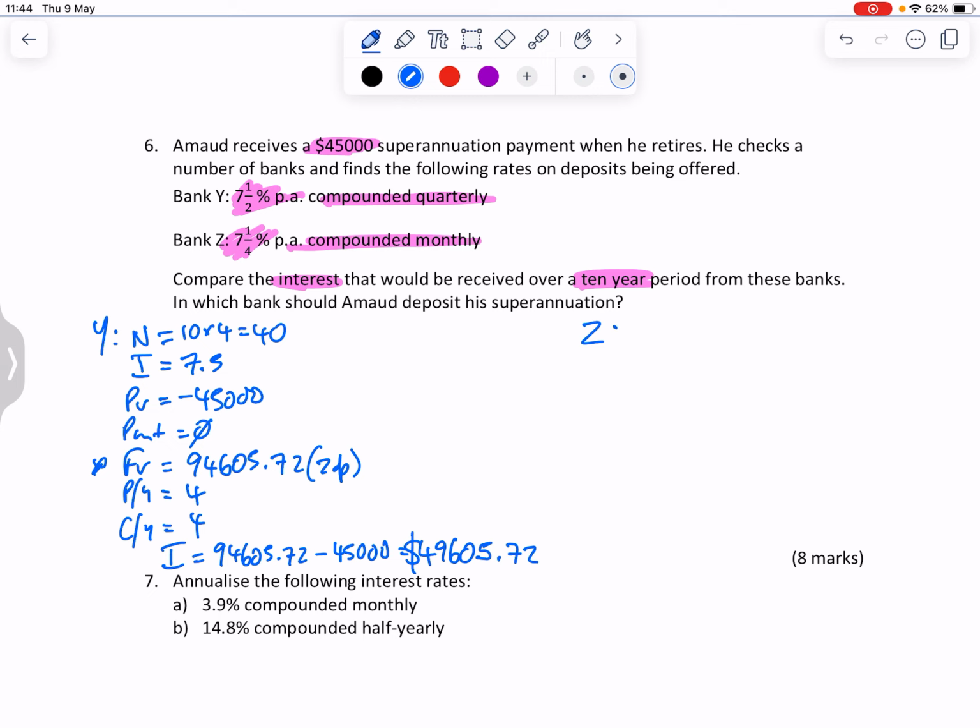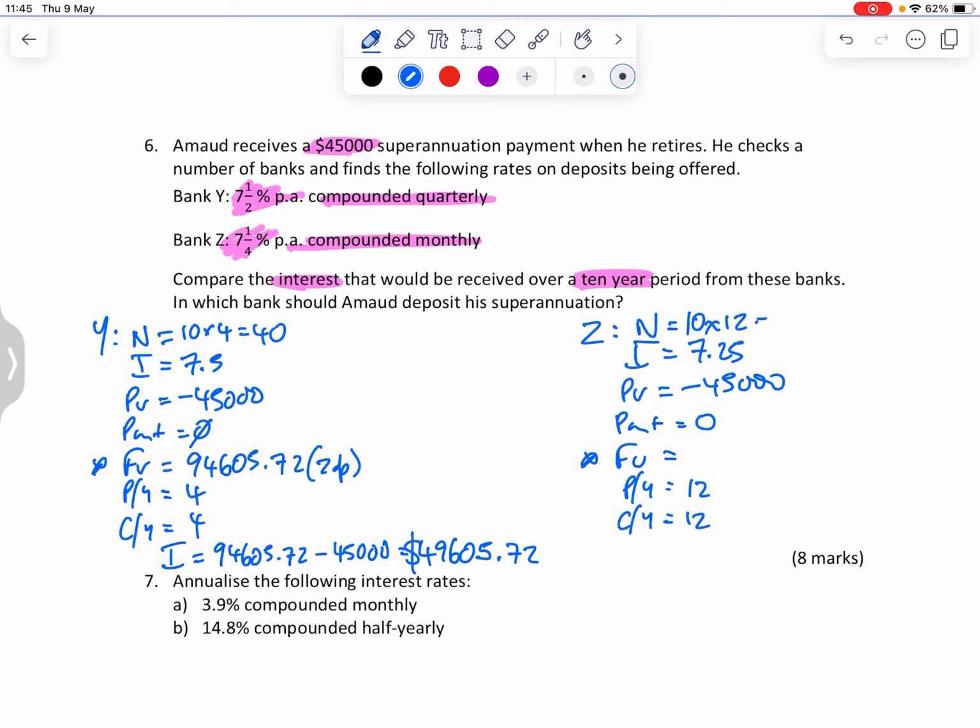Bank Z, N. Don't know that yet. Interest rate is 7.25, so 7.25. PV was still the 45,000. No PMT. FV is what I'm solving for. PY, CY. Compounding monthly, so both are 12. 10 years, 12 times a year, so 10 times by 12 is 120 periods. In TVM solver, 120, 7.25. Change PY and CY both to 12. Solve for FV, 92,710.45, rounded to 2 decimal points.